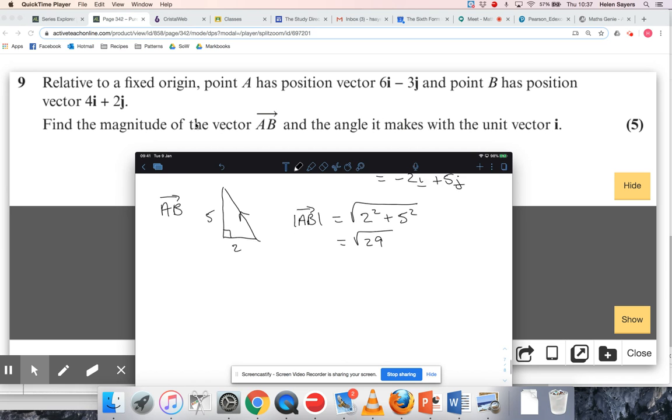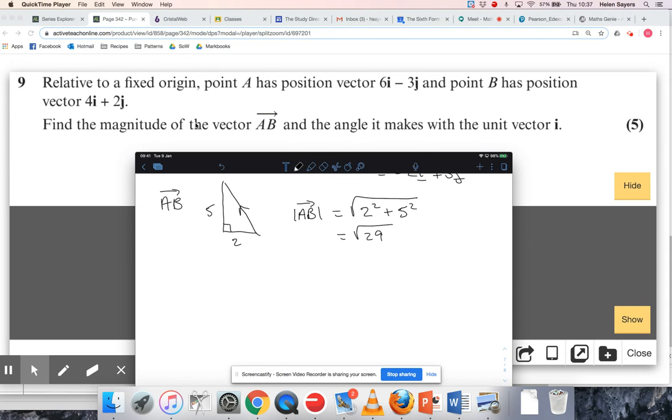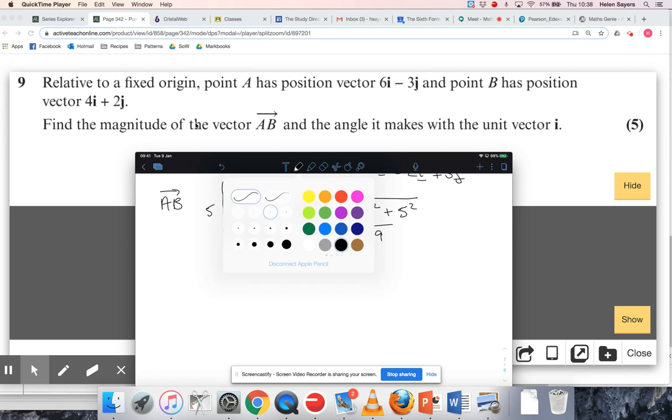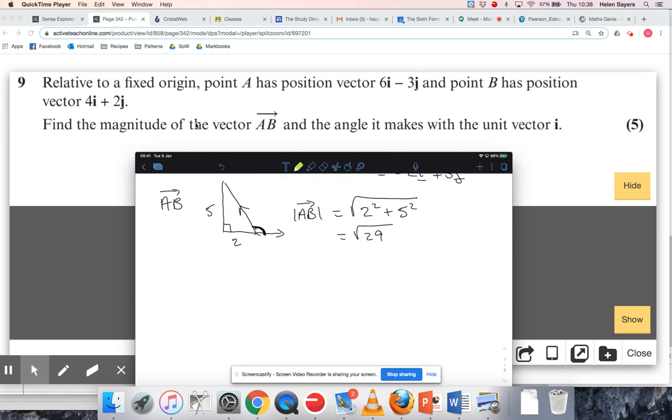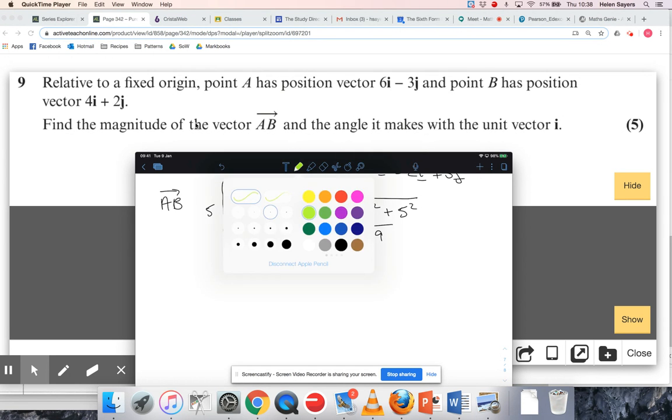Okay, and then it wants the angle it makes with the unit vector i. So the unit vector i is actually going off in that direction. So that's the angle that they want from me. Okay, so I think the quickest way to get that is going to be to just find that angle there and then take it away from 180.